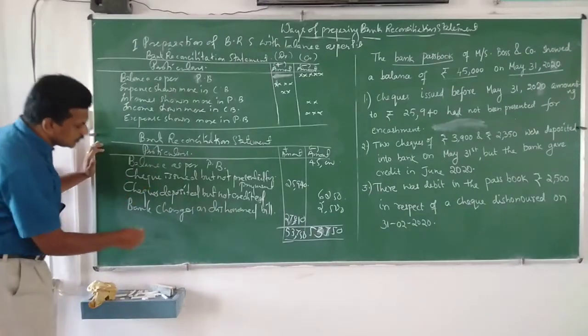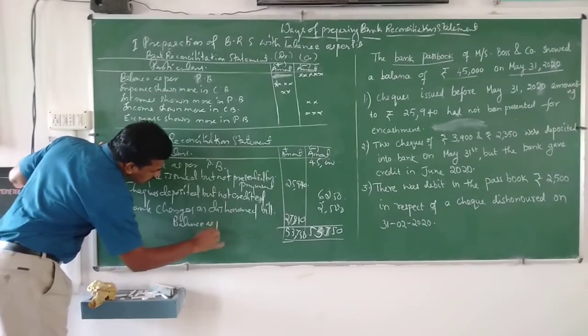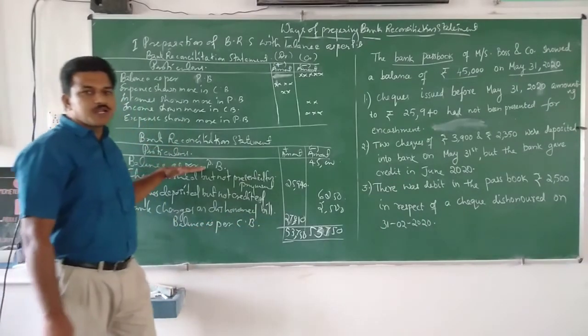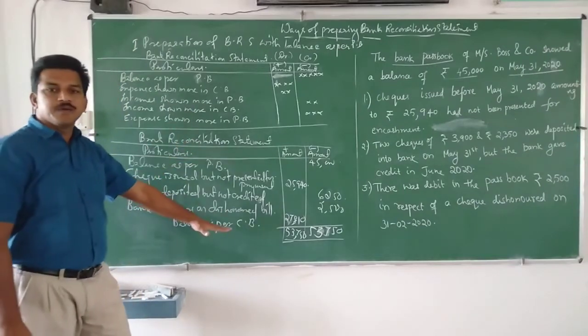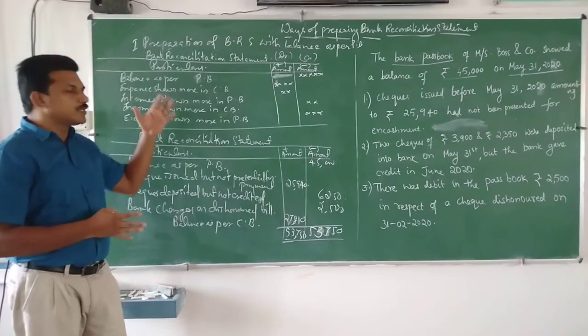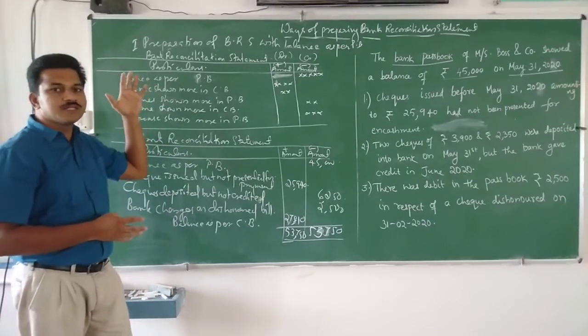27,810. But this is balance as per cash book. That means if we start with the balance as per passbook, we will get balance as per cash book. Is it clear? Okay. Now let us see the third case. Let us prepare a question from the third case.